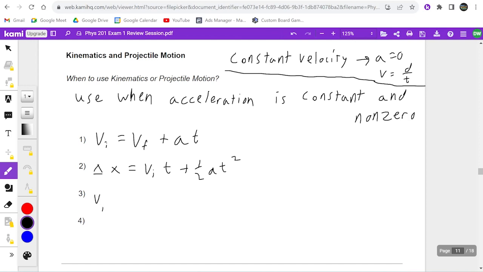Number 3, V final squared equals V initial squared plus 2a delta x. And then number 4, delta x equals 1/2 V initial plus V final times time. And I believe all 4 of these will be given to you. There's a chance that the last one will not be given to you, but if it's not given to you, it means you don't need it.